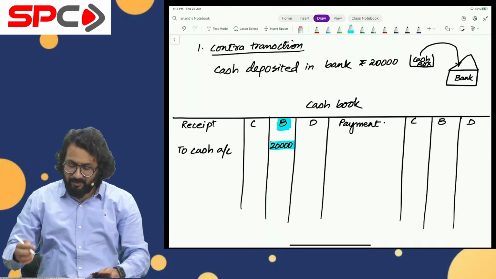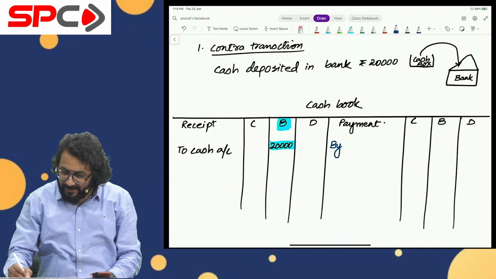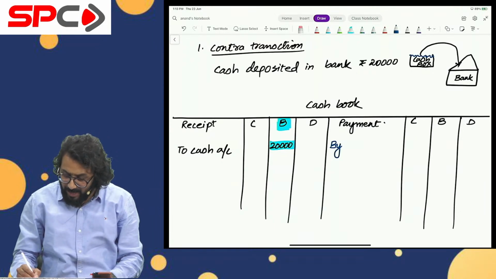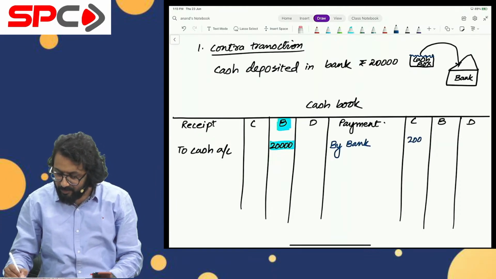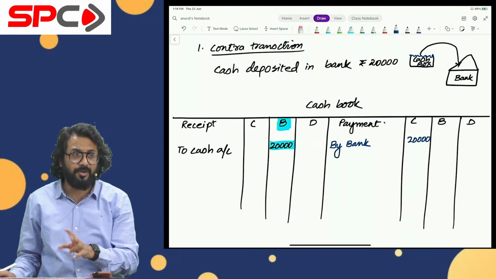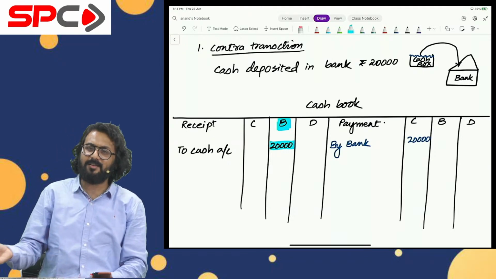Say yes. Similarly, dear students, on the credit side, I will write down that I have paid from my cash box. Yes or no? From my cash box I paid. So can I not say by bank? And in the cash column, I will write down 20,000. So cash is paid. What did you realize here? The debit effect is in the cash book. The credit effect is also in the cash book.